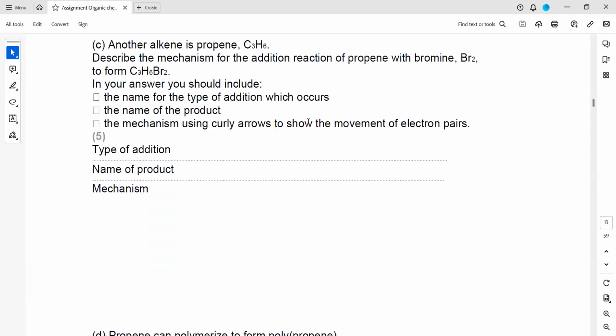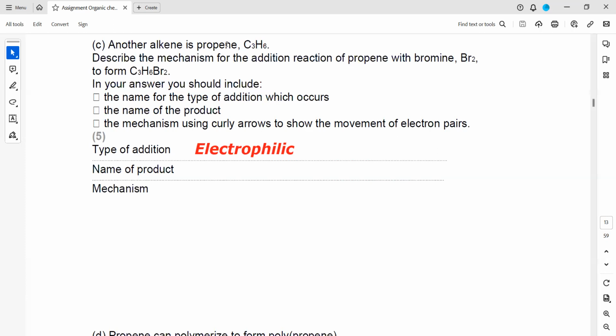Then another alkene, propene. Describe the mechanism, as you remember, that we did today. Mechanism of this addition reaction of propene with bromine to form C3H6Br2. In your answer, you should include the name for the type of addition which occurs, the name of the product, and the mechanism using curly arrows to show the movement of electron pairs. So what kind of addition reaction is this? Alkenes undergo electrophilic addition reaction.